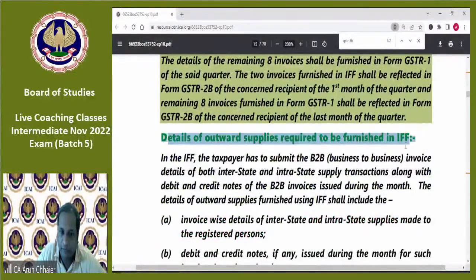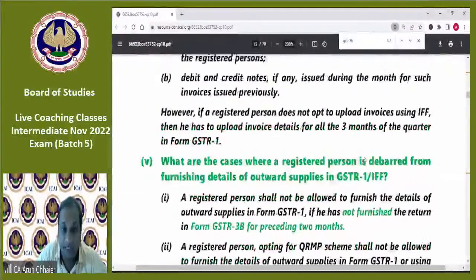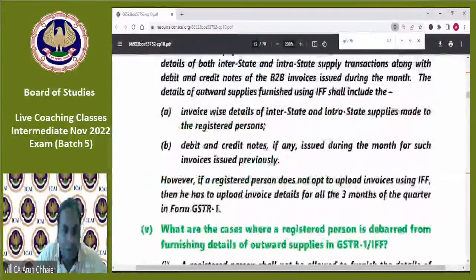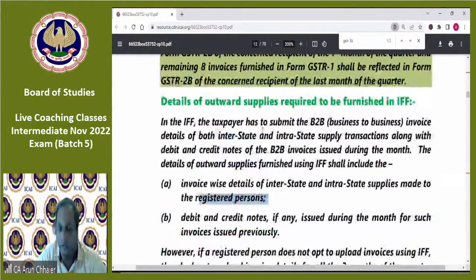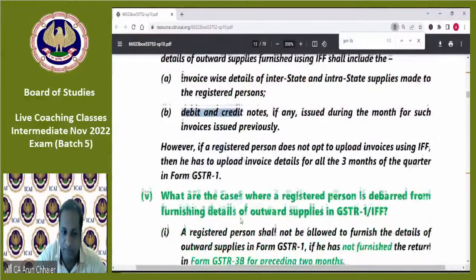Details of the outward supply required to be furnished in IFF: that component we'll discuss now. First, invoice-wise information, inter or intra, but only for registered persons. Which detail will be entered in IFF? It is only B2B. So invoice-wise, it can be inter or intra, but only B2B. Also, debit and credit notes issued during the month for those invoices respectively.